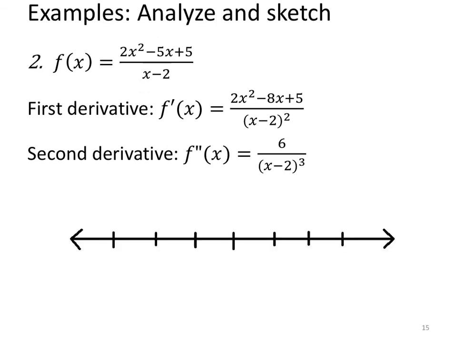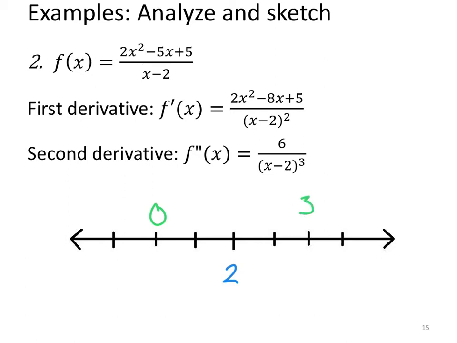So I have 6 over x minus 2 cubed. Let's put this in blue. I know that the numerator is never 0. The denominator is 0 when x equals 2. I want test values to the left of 2. I want test values to the right of 2.